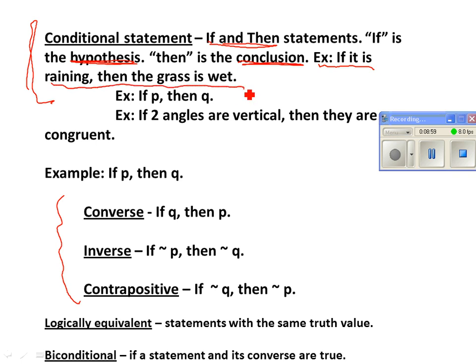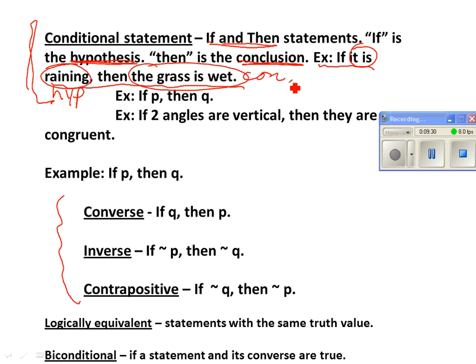if it is raining, then the grass is wet. What's the hypothesis there? It is wet. It is raining. All right? So that's your hypothesis. What's the conclusion? Grass is wet. Okay? That's all it is. This is your hypothesis: it is raining. The grass is wet is your conclusion.